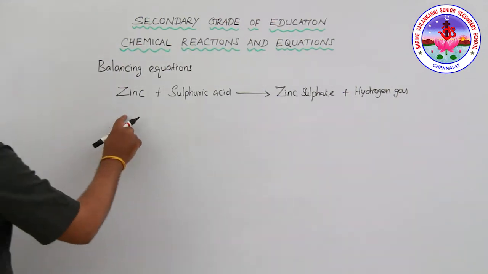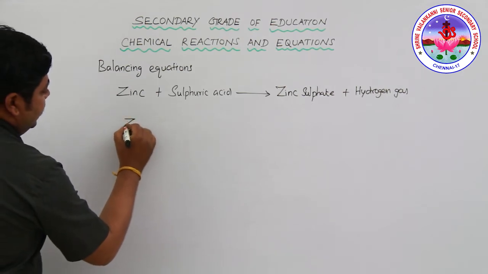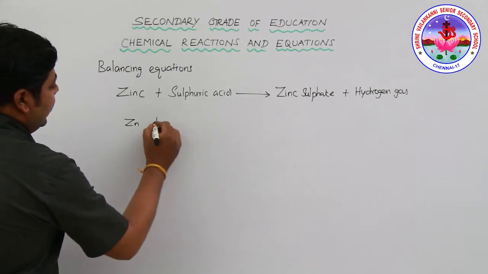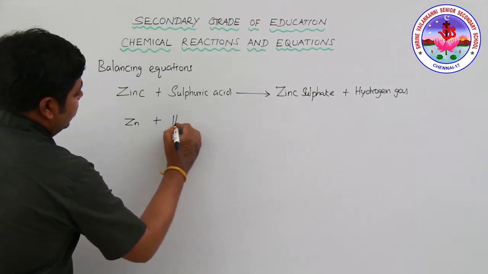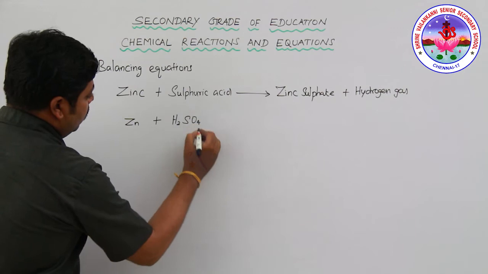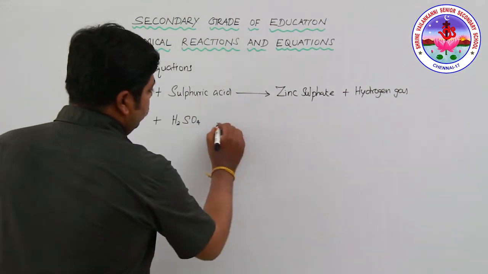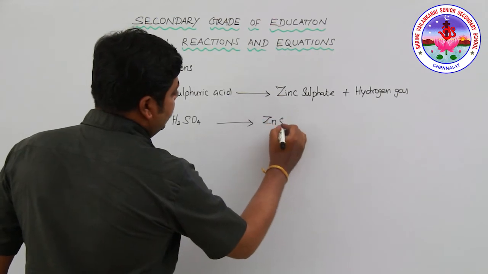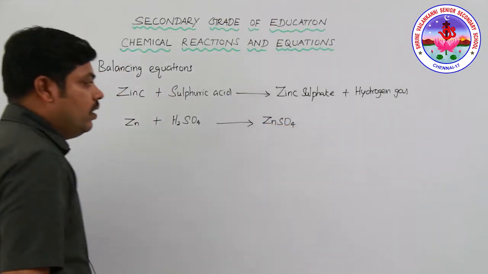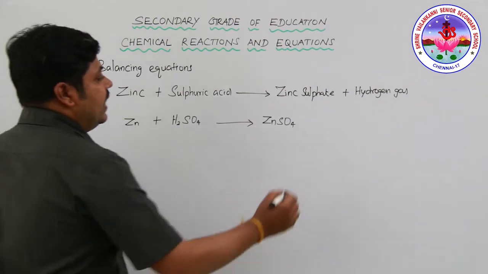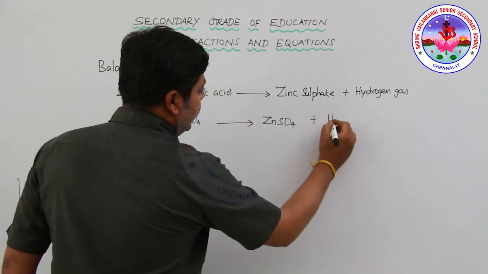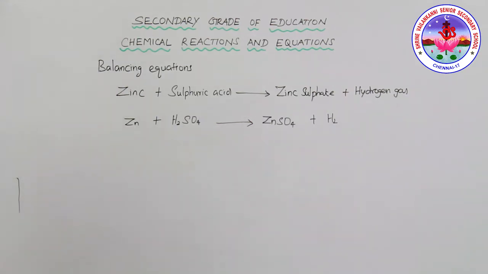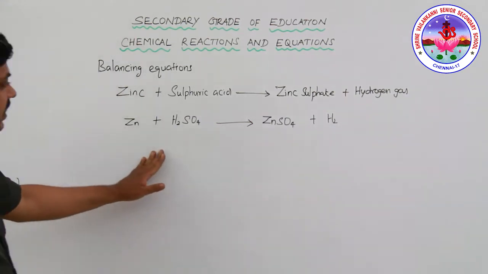So here, what is the formula of zinc? Zn. Zn is the formula of zinc. Then the sulfuric acid, the molecular formula is H2SO4. Then it gives zinc sulfate. The zinc sulfate formula is ZnSO4. Then hydrogen gas, H2. So this is the skeletal form of this equation. This is the unbalanced equation.